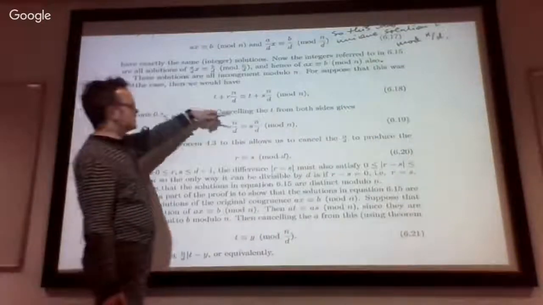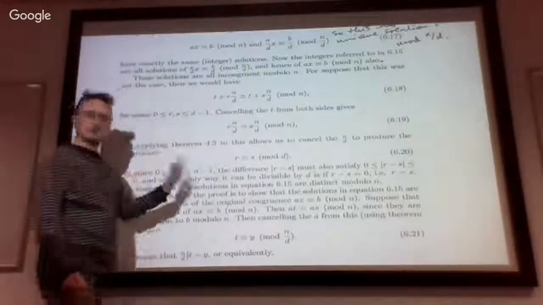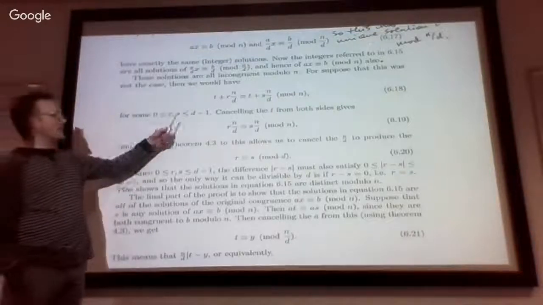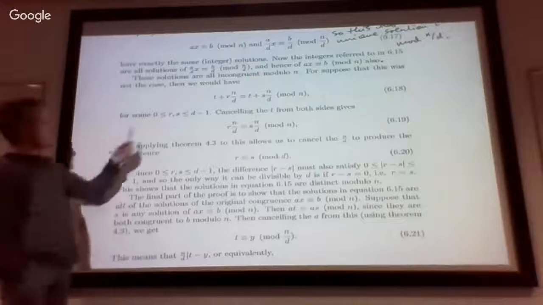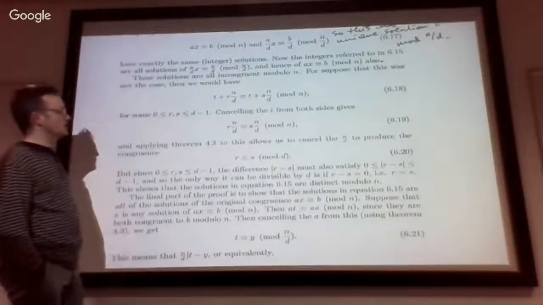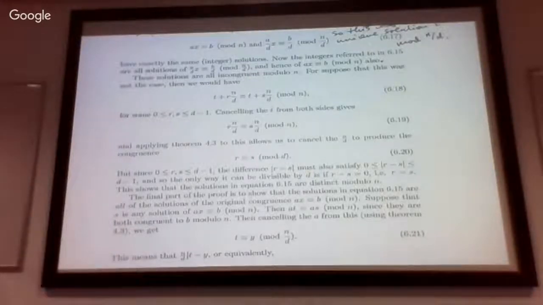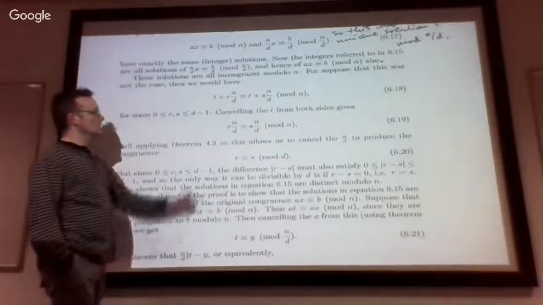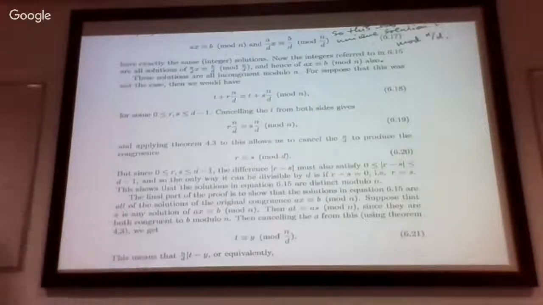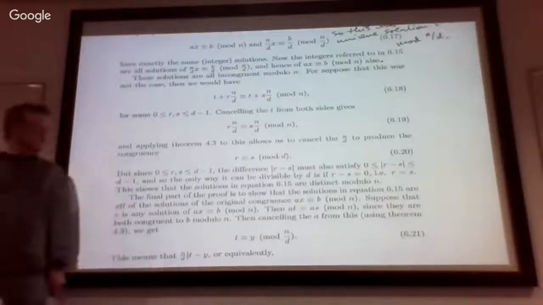Okay. So T plus R n over d and T plus S n over d would be congruent to one another, where R and S are two of the indexes I. Okay. So R and S are two of the numbers between 0 and d minus 1. Now we can subtract T from both sides of that congruence, leaving us with the congruence R times n over d is congruent to S times n over d. And then we can apply theorem 4.3.